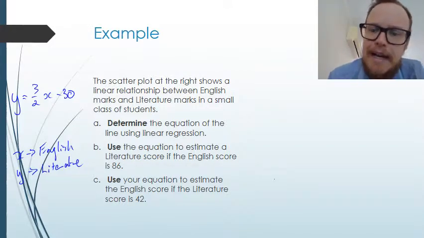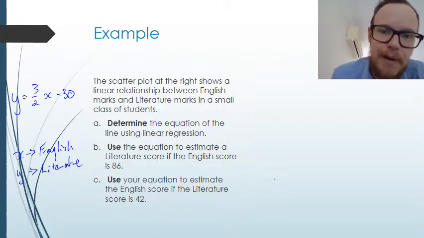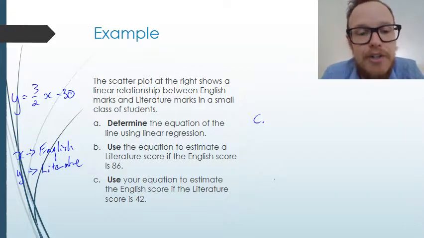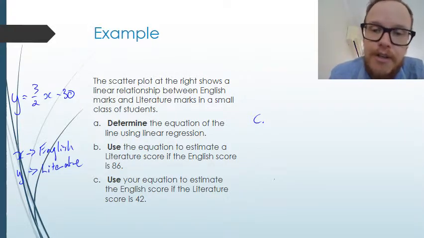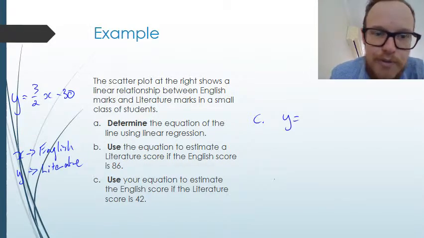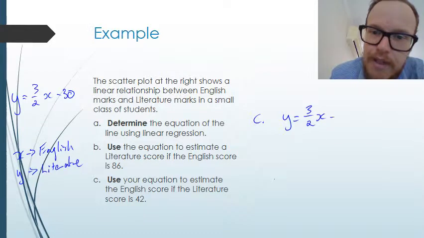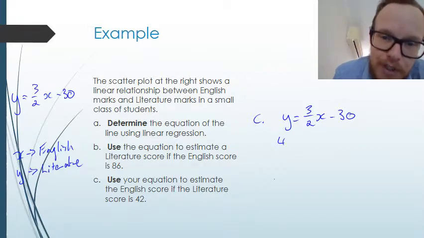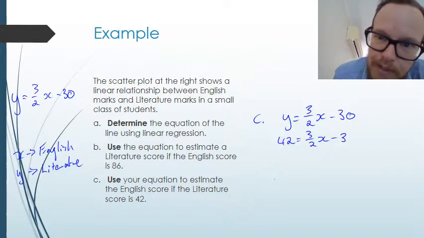Let's have a look now at part C, so that was the answer to part B. Let's have a look now to our answer and try and find a solution to part C. So part C is asking us to use our equation to estimate the English score if the literature score is 42. So we've got our formula here, y equals 3 over 2x minus 30. If our literature score is 42, that means our y value is 42. 42 is going to equal 3 over 2x minus 30.